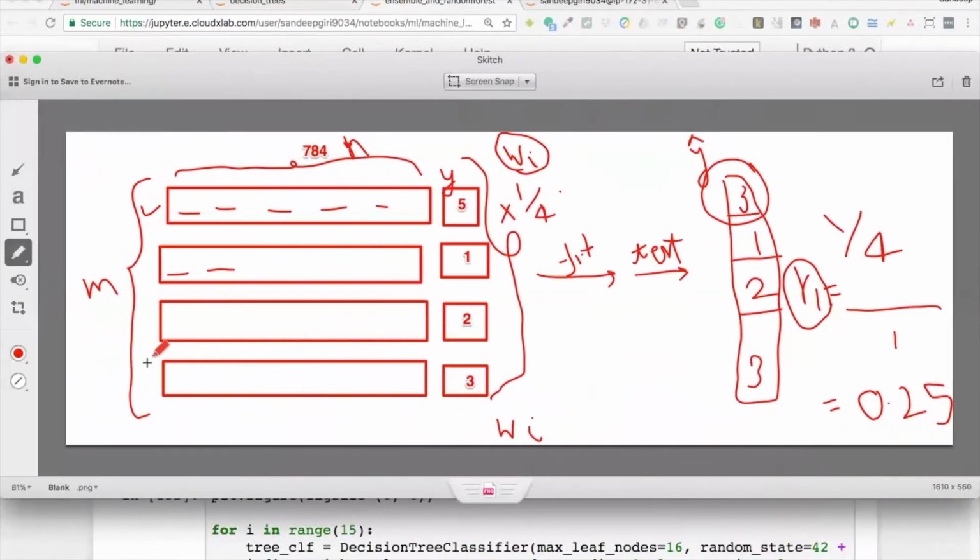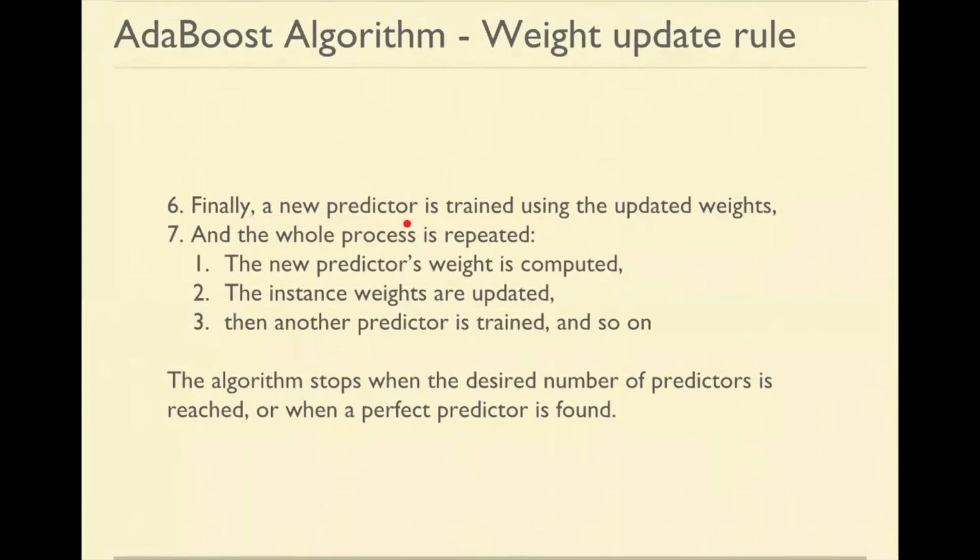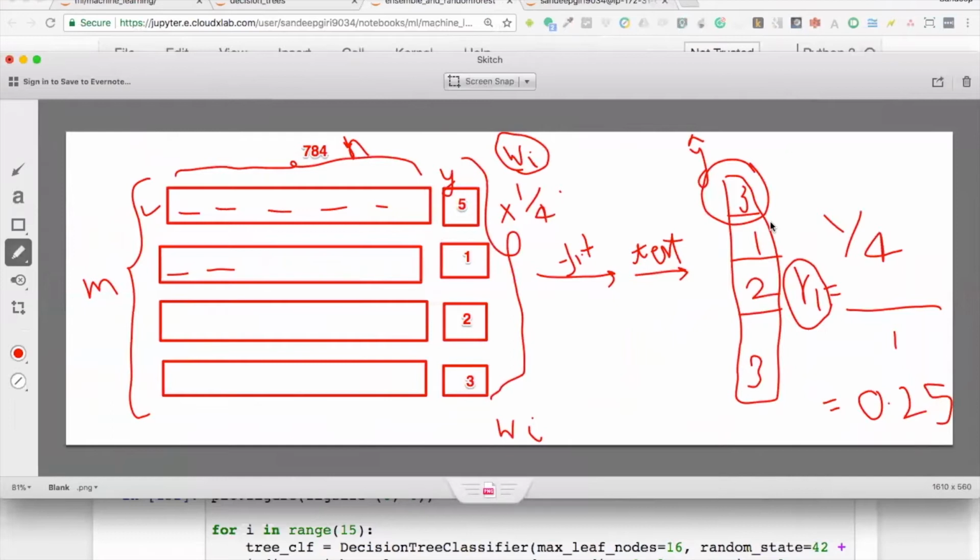So what does it mean that finally a new predictor is trained using updated weights? We are saying that for these features, try to predict this. What does it mean to train an algorithm? We are saying, these are the features, these are the pixels, and for these pixels the outcome should look like this, and so on. The outcome remains as such. It's just that we are saying, hey, you forgot this corner once, so please look at this kind of pixels also, but the outcome is still the same.